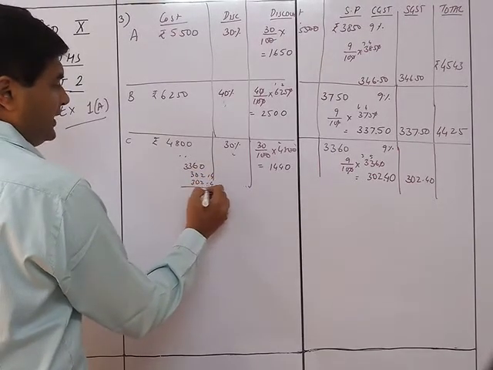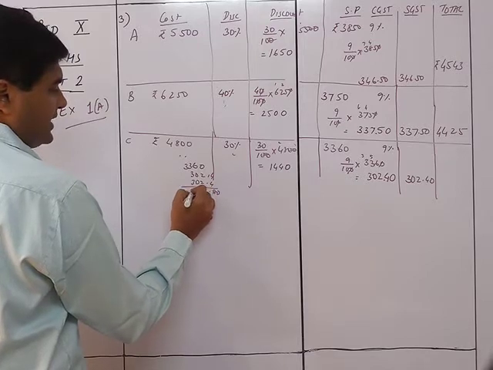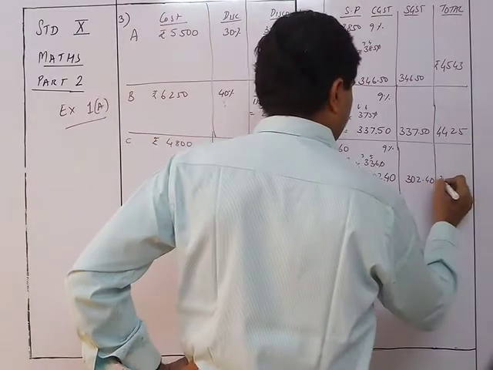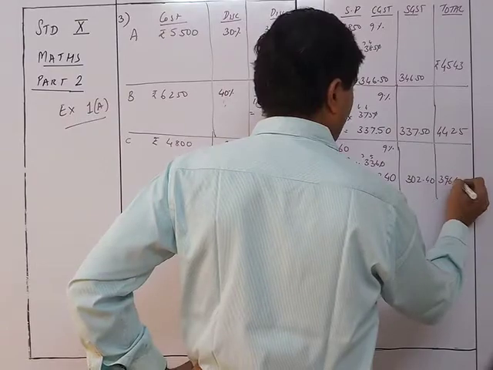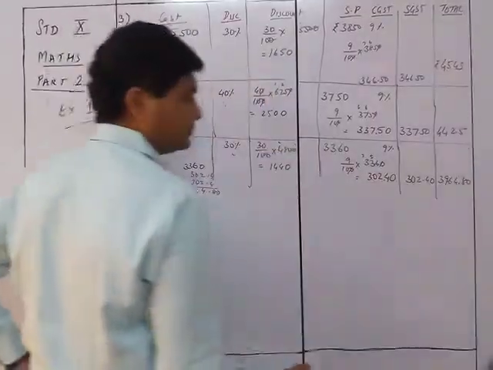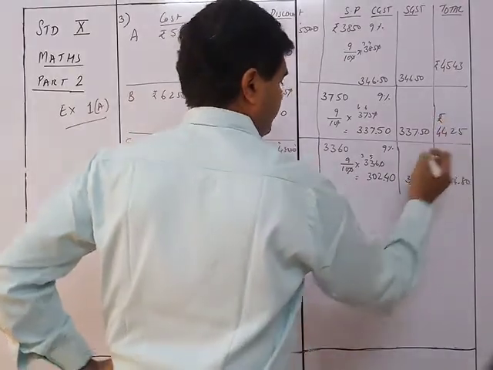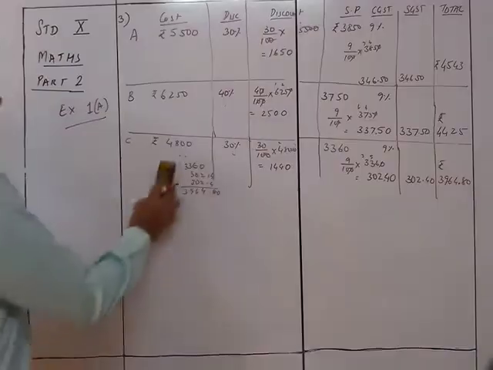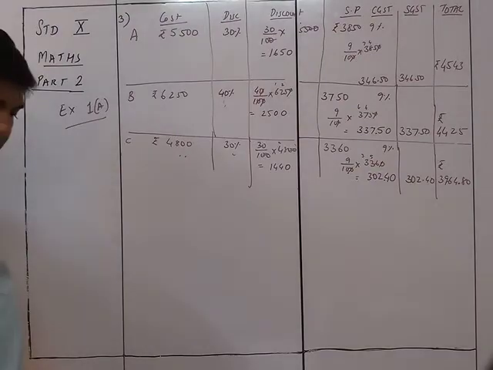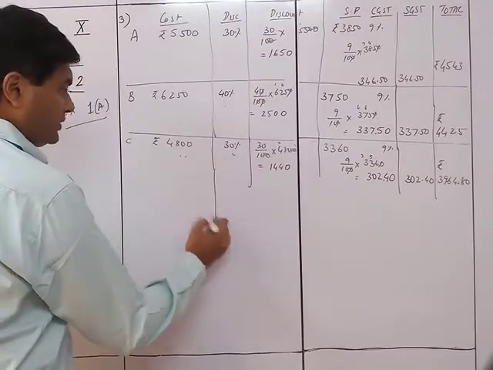So that will be 3964.80. All these are in rupees. Lots of calculations here. So we have 2 more calculations to be done.